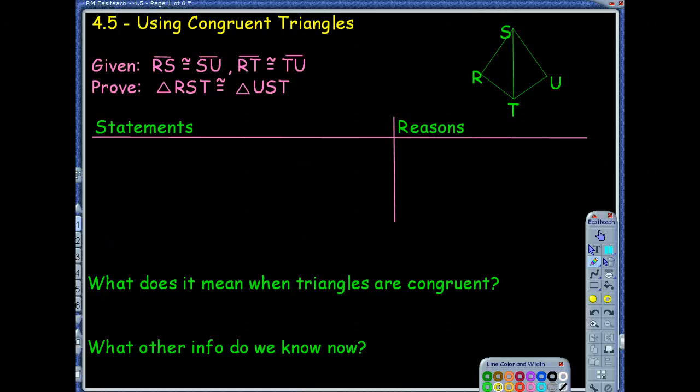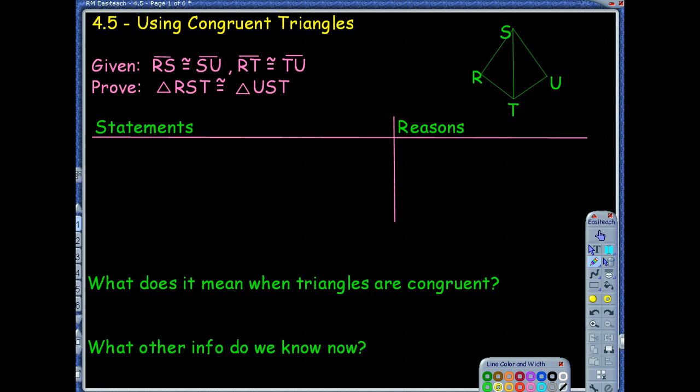Today we're in section 4.5, which is using congruent triangles. We've done a lot with proving two triangles congruent, and we've learned several reasons to help us to do that. And today we're going to be still doing that, but then we're going to be using that to help us to find other pieces of information.